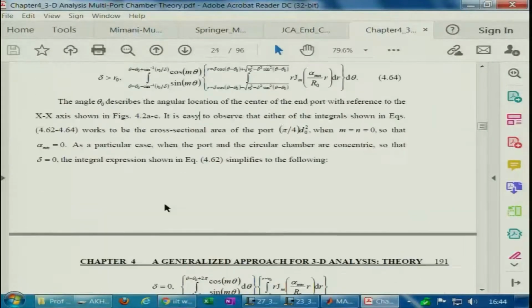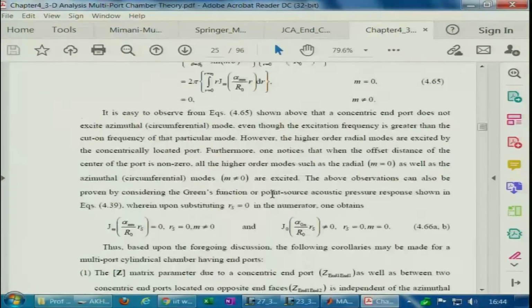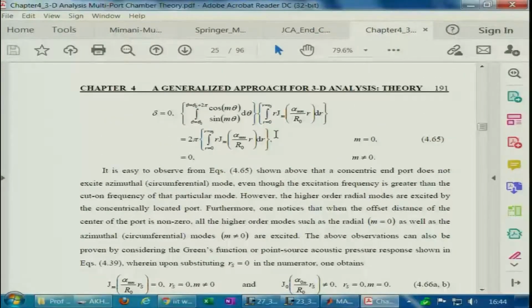And for delta equal to 0, the theta and r directions will decouple. That is basically for the concentric case, and you get back your r equation. So, that would basically mean that only axisymmetric modes will propagate, and non-axisymmetric modes will not propagate. So, it brings a lot of important conclusions, if you center the inlet port.